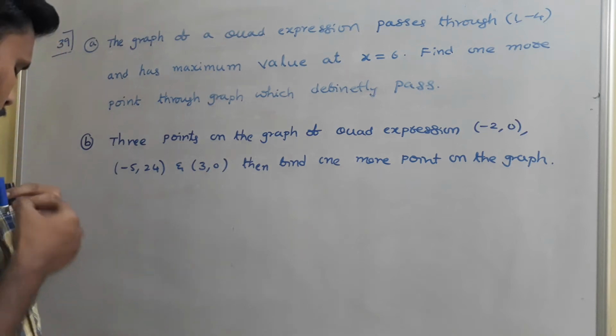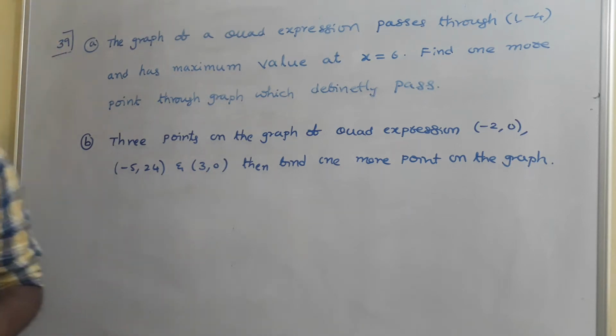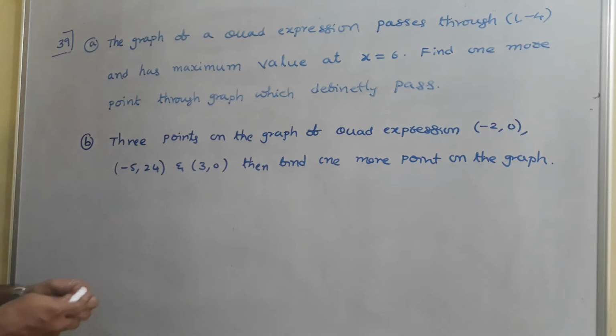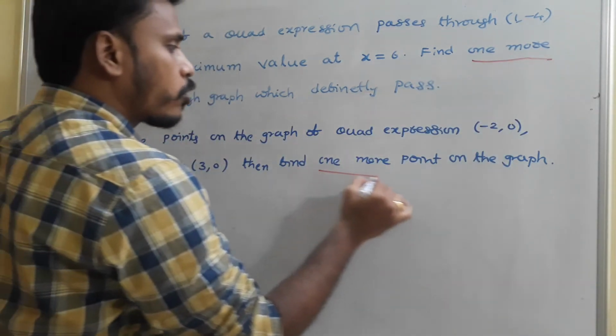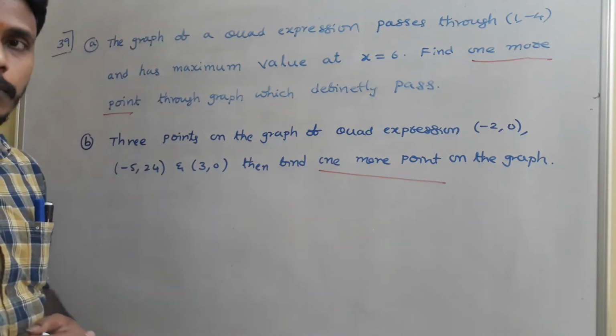We need to find one more point through the graph which definitely passes. One more point. The second thing is also one more point. Okay, I have two problems on the board.